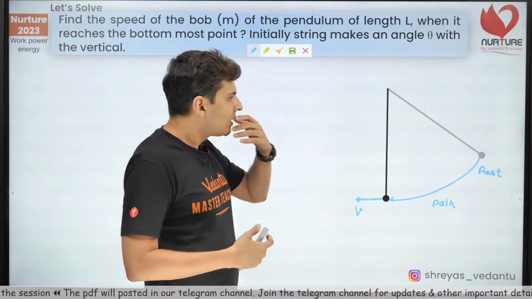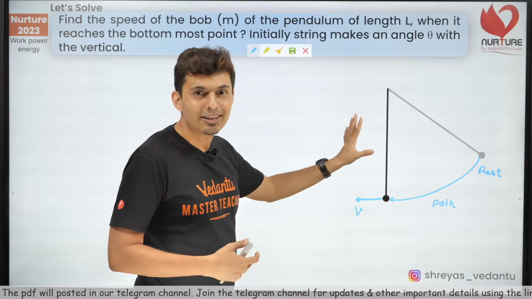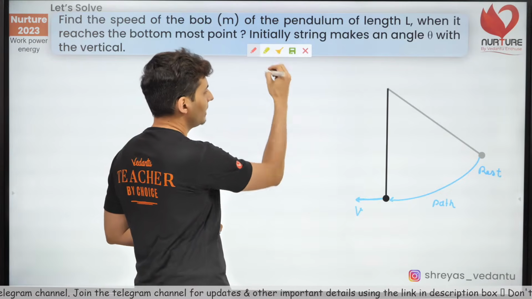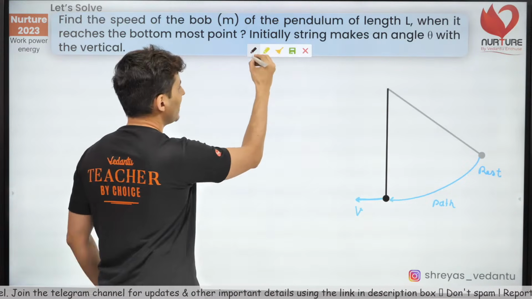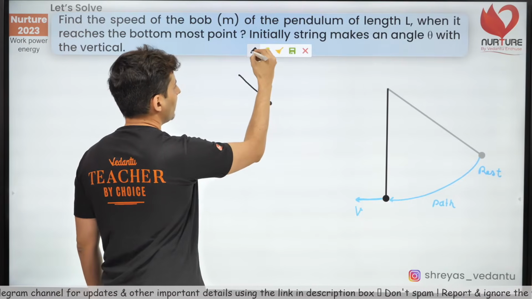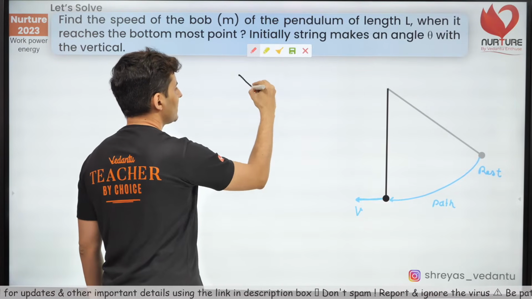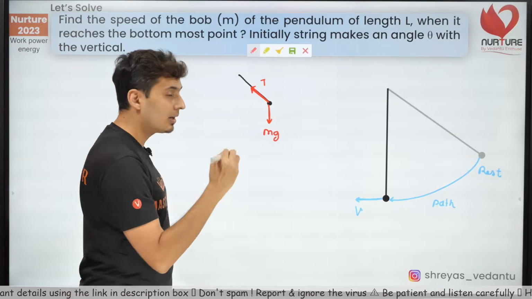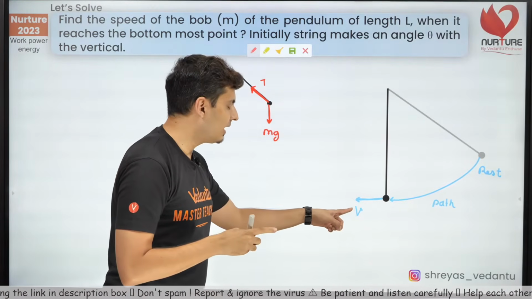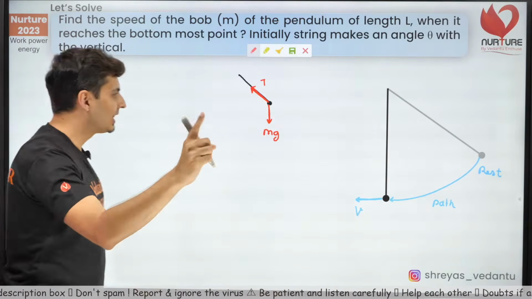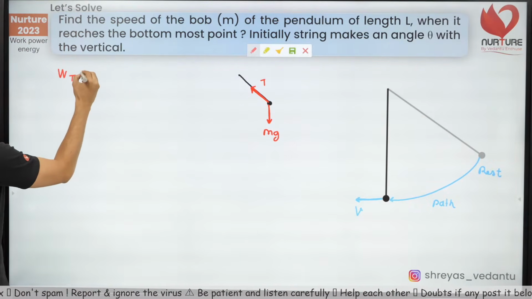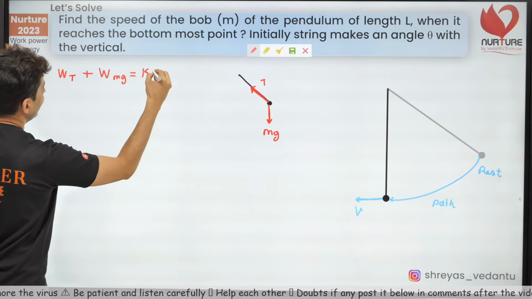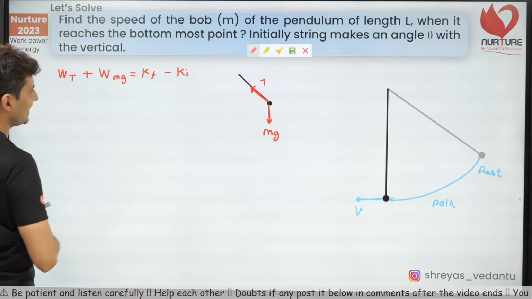So you should think, okay, maybe it's got to do with energy and work and all of that. So let's think about the forces acting on it. At any given instant of time, there is one force which is tension and the other force which is gravity. Okay, now I think I got some idea. Final velocity I want to find, initial velocity is 0. Now you should probably be getting that idea. Work done by tension plus work done by mg will be final kinetic energy minus initial kinetic energy.